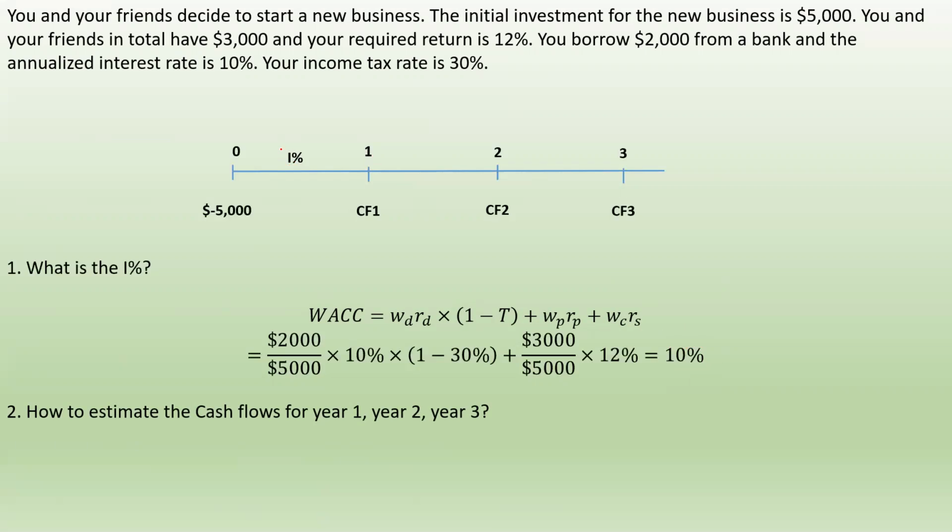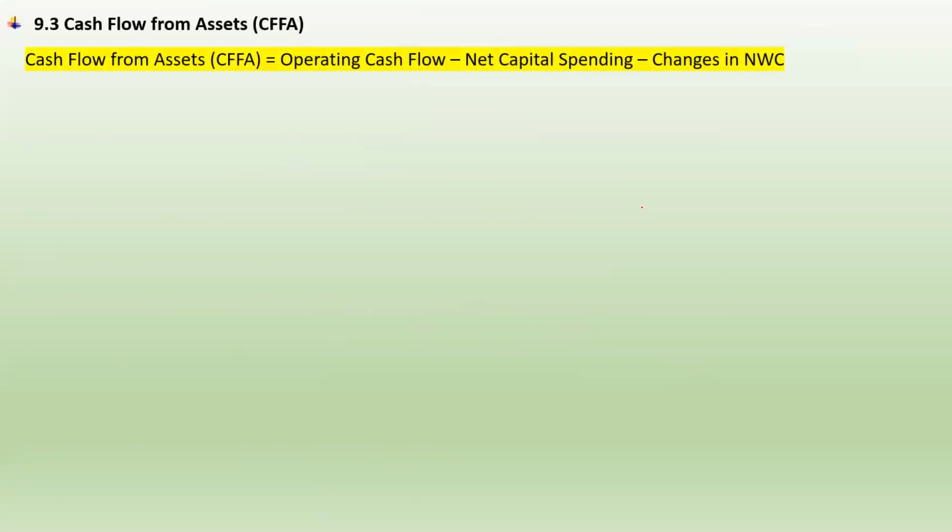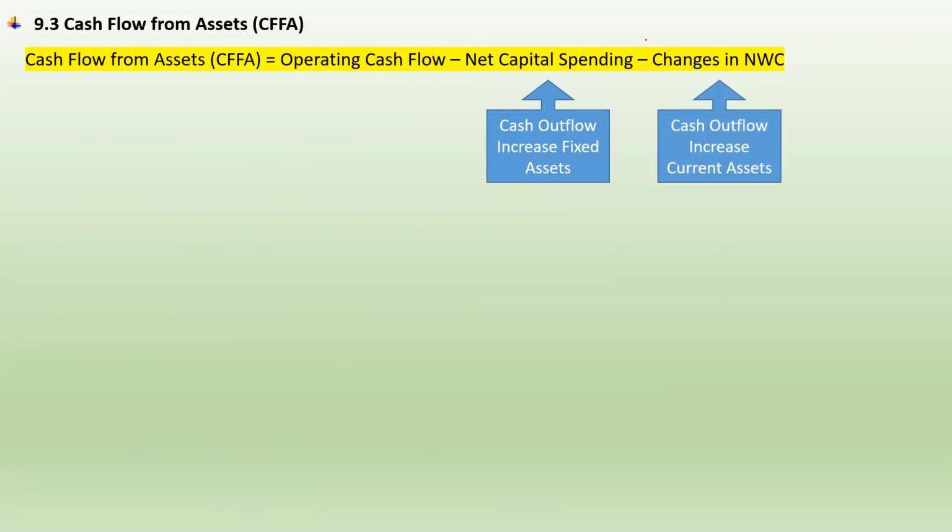Then we need to estimate the cash flows for years 1, 2, 3. This cash flow is called the cash flow from assets. That is the cash flow generated by your assets. So how should we calculate it? It's operating cash flow minus net capital spending minus changes in net working capital. The net capital spending is the cash outflow used to purchase fixed assets. And the changes in net working capital is also a cash outflow that is used to increase current assets.